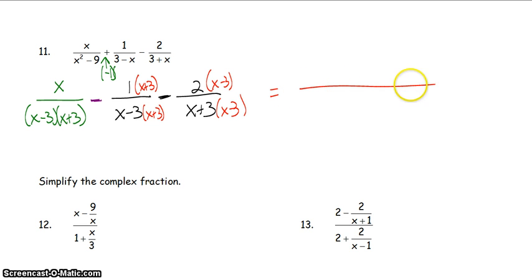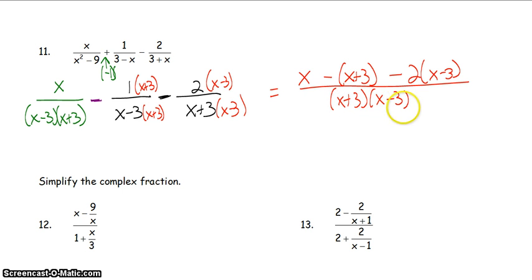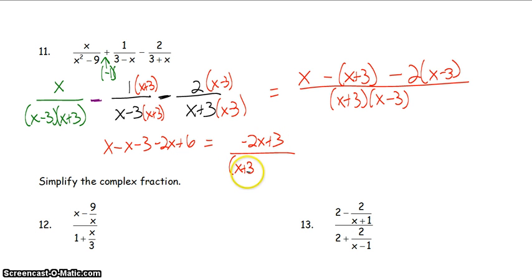Let's deal with the top now. The top is x minus, and again, distribute the minuses, minus 2 times x plus 3, x minus 3. So when you distribute the minuses, you basically get x minus 3 minus 2x plus 6. I'm just going to deal with that right now. X minus x, those go away. Minus 3 plus 6 is a plus 3. You get negative 2x plus 3 all over x plus 3 and x minus 3.